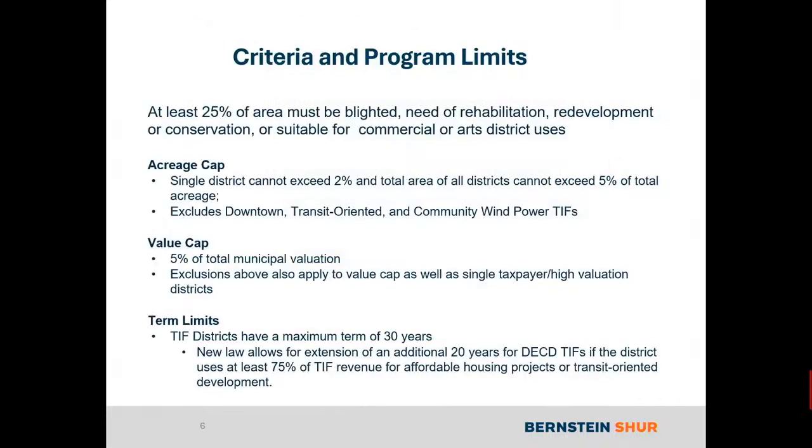There are caps, there are limitations on these districts. At least 25% of the area needs to be blighted, in need of rehabilitation, redevelopment or conservation, or suitable for commercial or arts district uses. We typically see that the city will say that it's suitable for commercial or arts district uses. That's the typical area. But there's also acreage caps of no more than 2% of a single district and 5% of your total town's acreage. There are exclusions, so downtown TIFs, transit-oriented TIFs, and community wind power TIFs are actually excluded from that category.